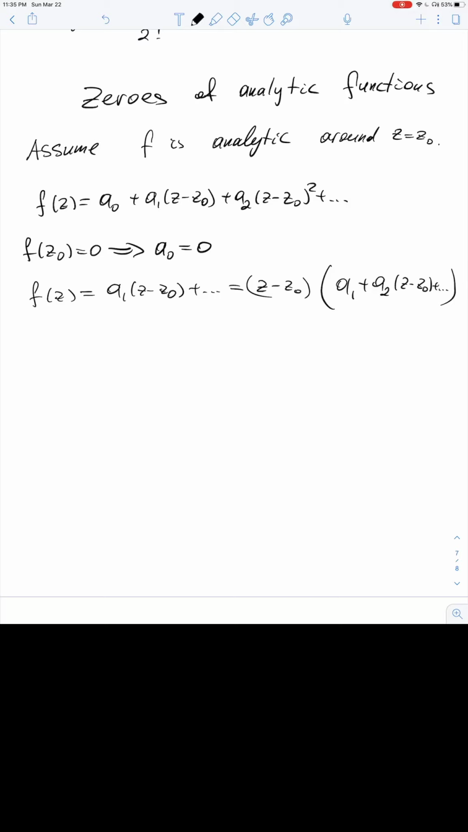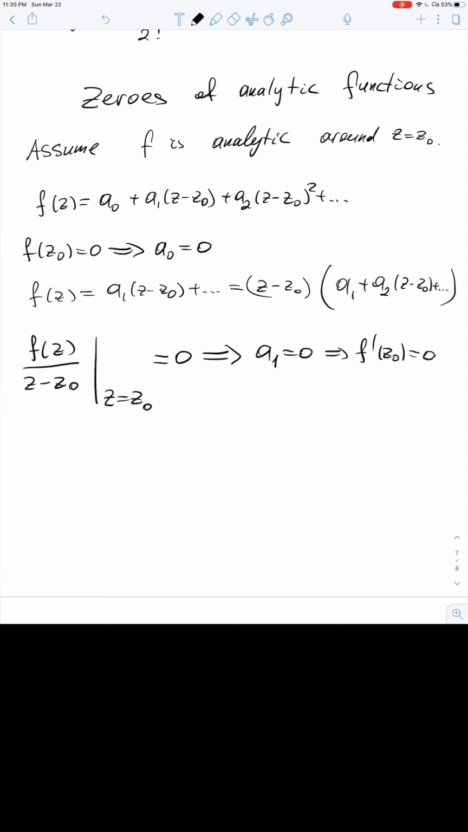So what does it mean that z0 has higher multiplicity? It means that if we divide by z minus z0, f is still 0. For example, if we divide, it's still analytic, so we can easily plug in z equal to z0, and assume it's equal to 0. This will imply that a1 is 0. And what's a1? a1 is the first derivative. And then z0 will be a 0 of multiplicity at least 2. And so on.